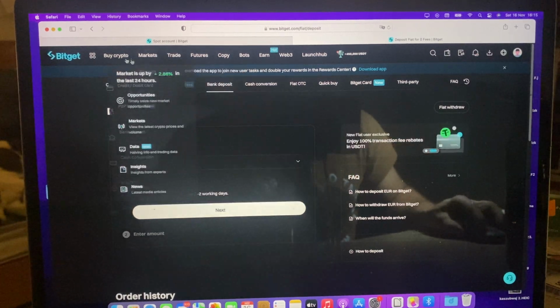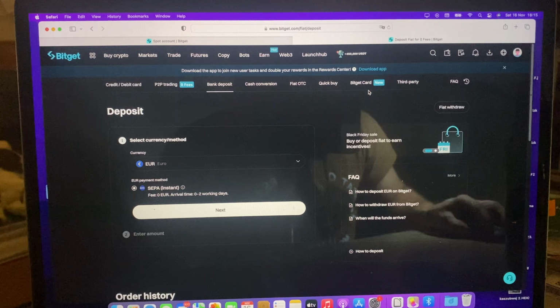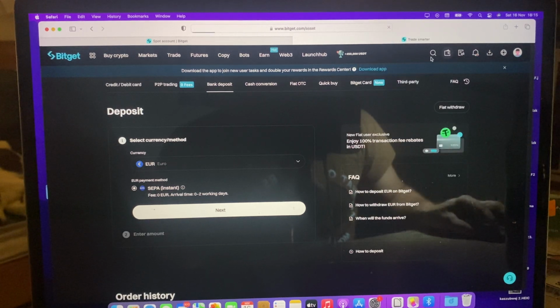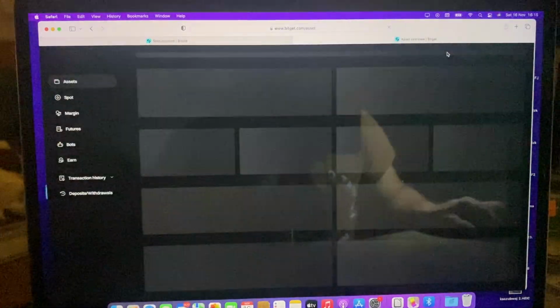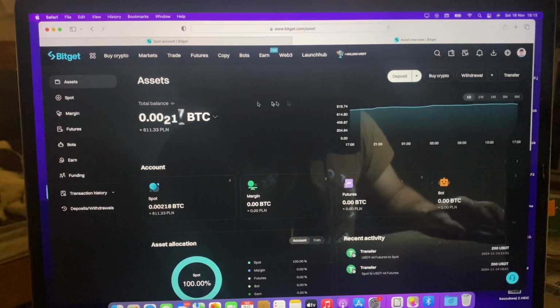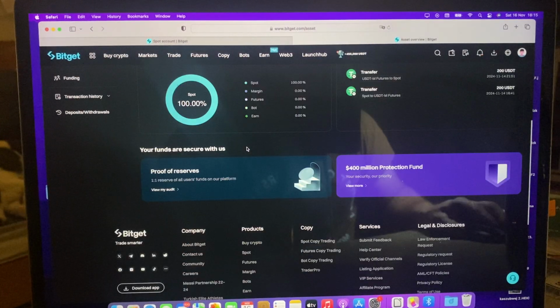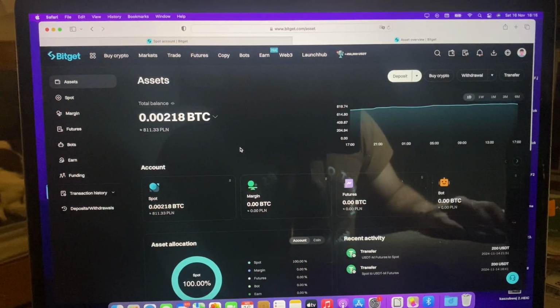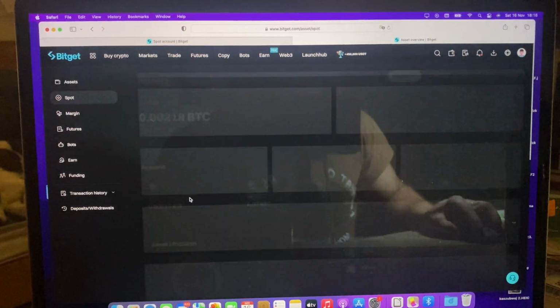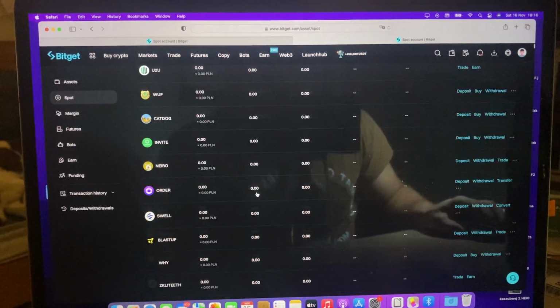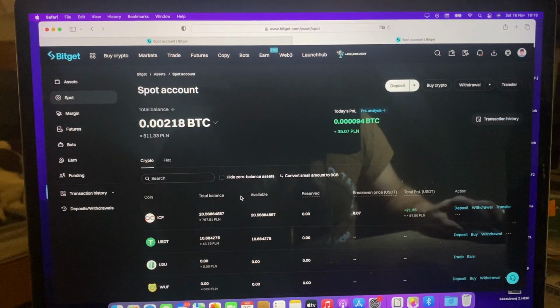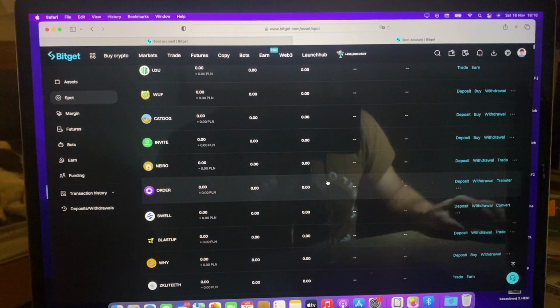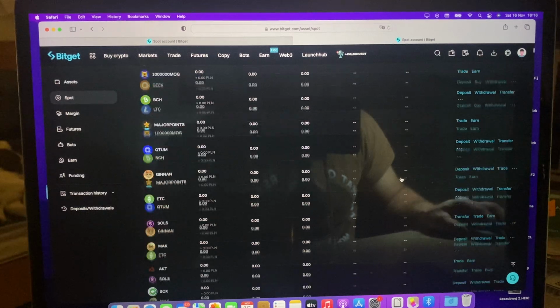How to do this? Well, you have to click on your wallet and your assets. I did it, for example, with your spot asset, and you can create an account for every crypto and click deposit, and then you get the number of your address, and you can send crypto to bitget.